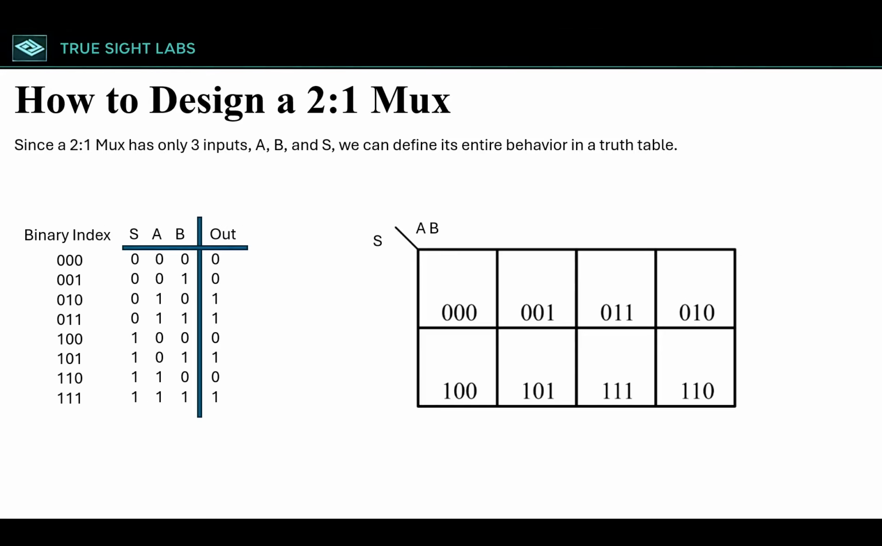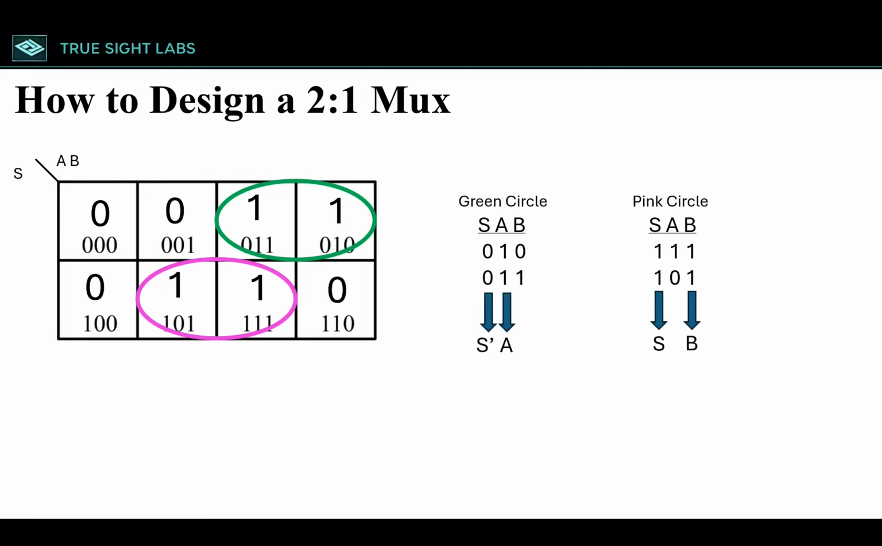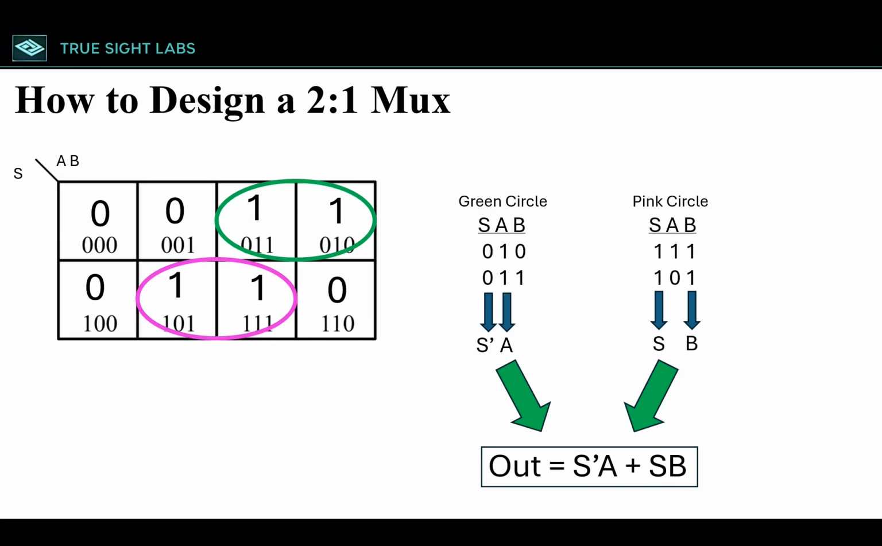Now that we have the truth table, the next step is to solve for the Boolean expression using the workflow from Section 2.1. If you need a refresher on that process, go watch the previous lesson on truth tables and K-maps. But in short, here's what we do. First, we take the rows where the output is a 1 and map them into the K-map. Second, we circle the ones using the grouping rules. And third, we convert each circle into a Boolean term and combine the terms to get the simplified expression. When we do that for the 2-to-1 MUX, we get the following Boolean expression.